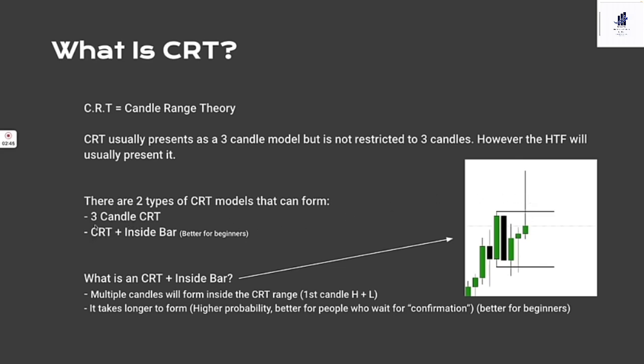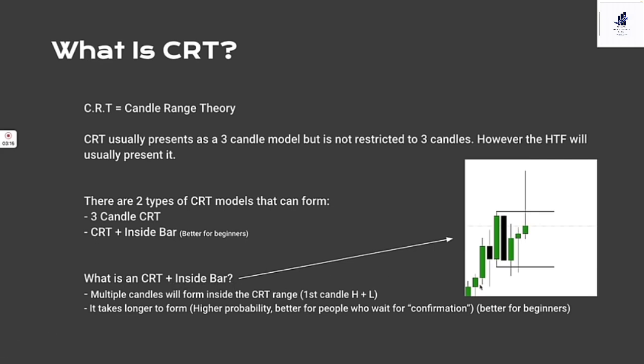As I say right here, there's 2 types of CRT models that can form. The 3-candle model, which everybody is used to. If you're not, please watch my previous videos. And a newer model, CRT plus inside bar. This is a lot more high probability. So if you're looking for high probability setups and you want to filter out everything else, focus on the CRT plus inside bar setups.